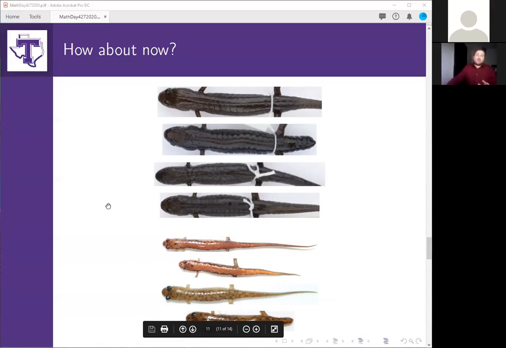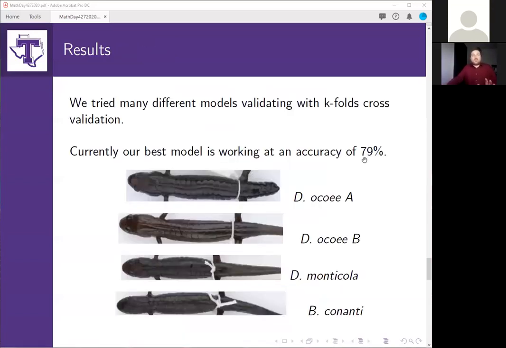So how did it do? Well, we were actually able to achieve an accuracy of about 79%. We feel that's awesome given our small sample size, and we really want to get more images so that we can push this farther. We were pretty thrilled with that.